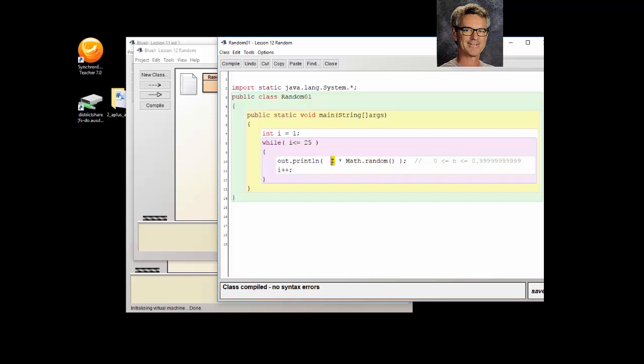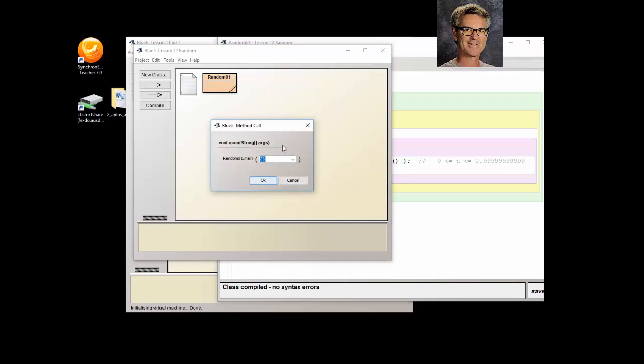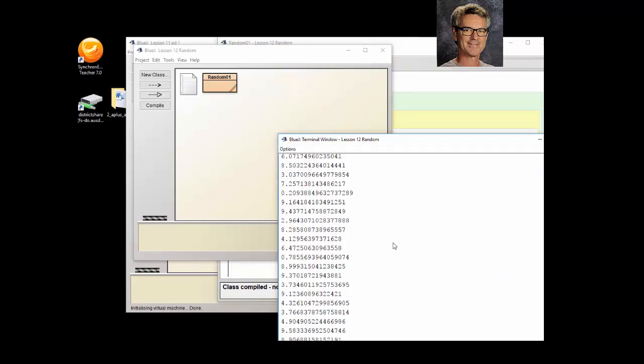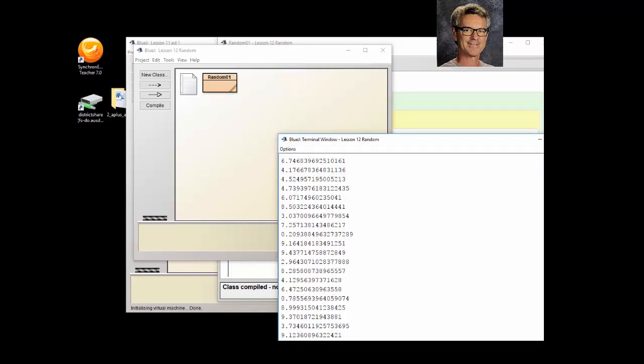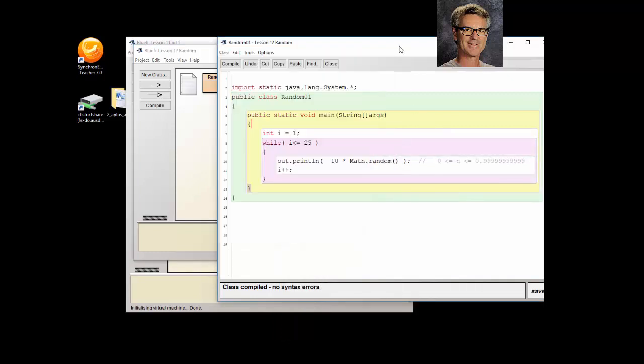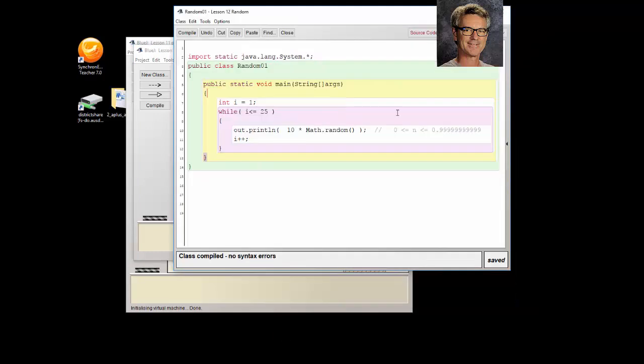So if I go times 10, 10 times it, 0 up to, well, what's 0.999 times 10? 9.999. Still all decimals. Okay, that's how we started off class today. And then we said, well, what if we don't want decimals? We just want to get some integers, some whole numbers maybe.